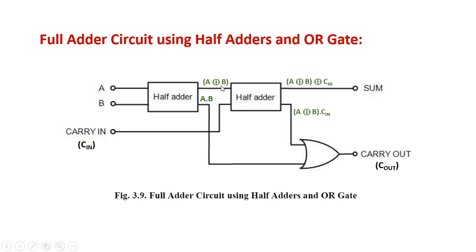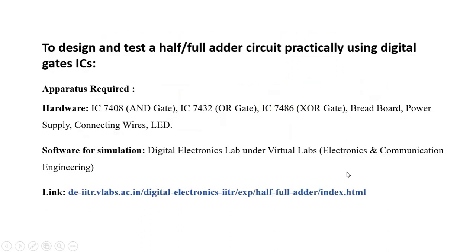So here A XOR B, these two outputs, sum and carry, you will get from the first half adder. Then carry you will take here, and you will take carry in and this sum to the next half adder, and finally you will get the sum, and you will OR this carry of the second half adder with the first one, and you will get the final carry out.